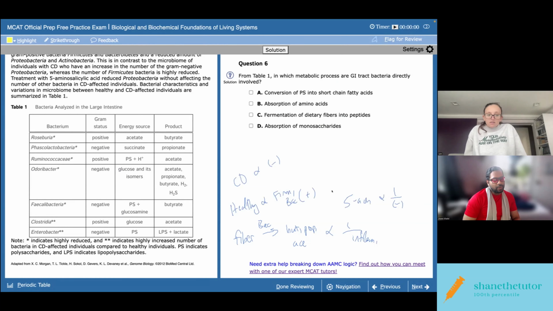Oh, they're a little different. Usually it's like p-value less than 0.05, but here it's telling us that a single asterisk is highly reduced. I guess it means highly reduced like proteobacteria maybe. And the double asterisk indicates highly increased number of bacteria in CD individuals compared to healthy. Okay, and then PS indicates polysaccharides, LPS lipopolysaccharides. Okay, there's a lot of stuff there.